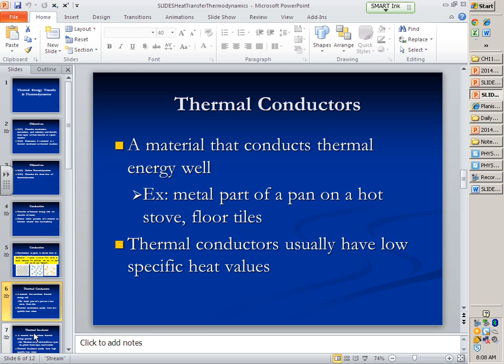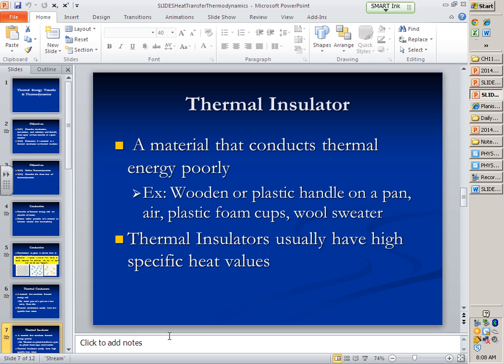On the other hand, thermal insulators are materials that conduct thermal energy poorly. You could probably name a few of those, right? Those are the things that we use for handles and oven mitts and stuff like that. Wood, plastic, styrofoam, a big wool sweater. Thermal insulators usually have high specific heat values. Like I said, we'll introduce that concept of specific heat as we get further.